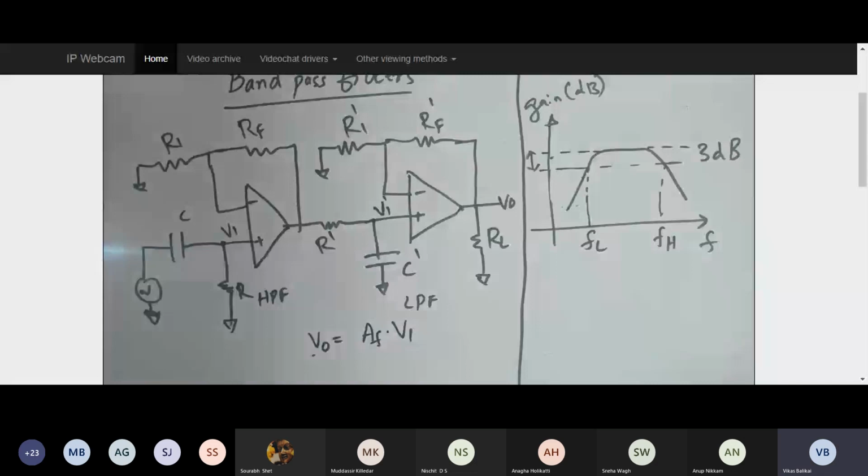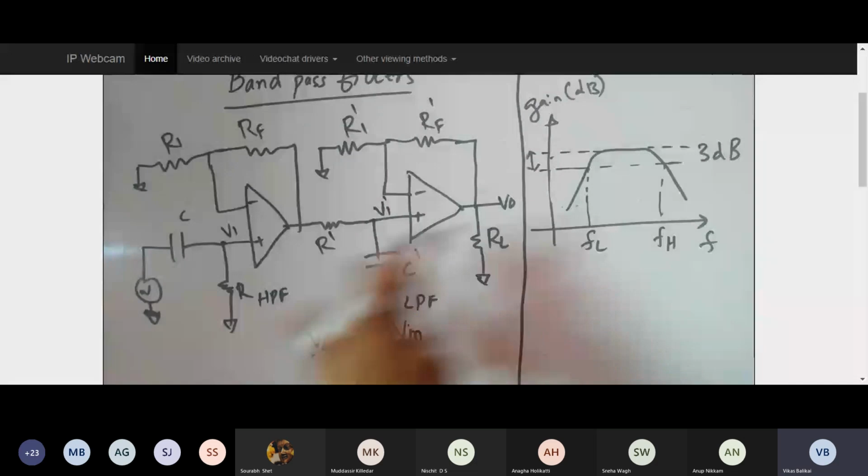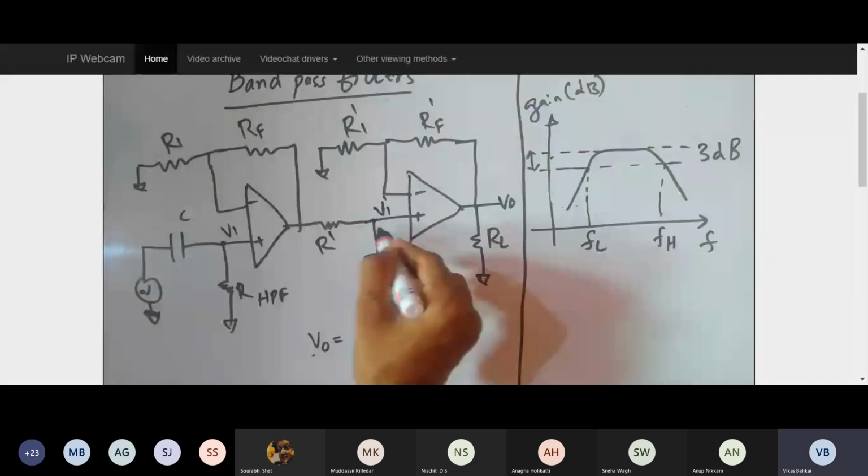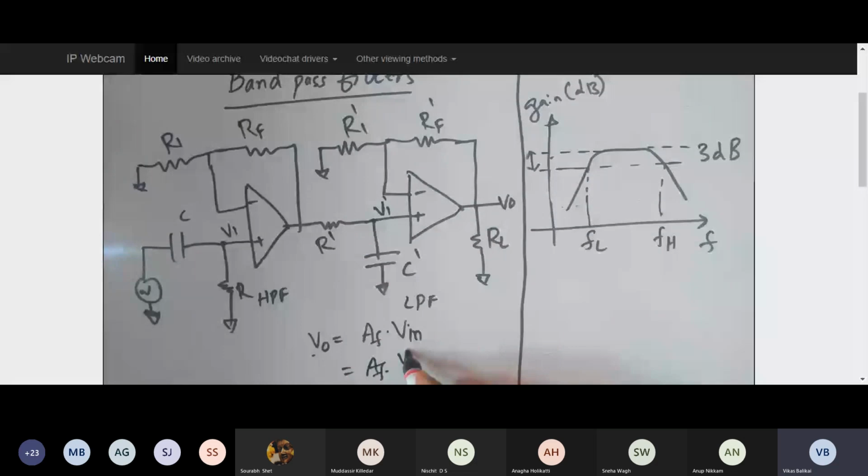But V in does not remain as V in. Which V in do I take? It is that voltage which is entering exactly the node of the op amp, which is nothing but my V1 or V1 dash, like here. So this becomes AF times V1. Since it is a non-inverting configuration, my AF will be 1 plus RF by R1, whole multiplied by V1.